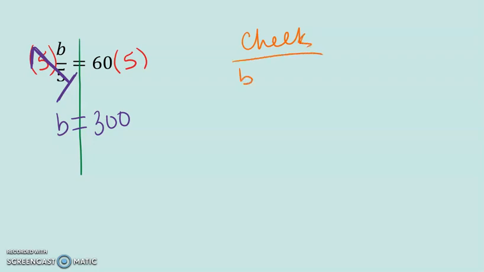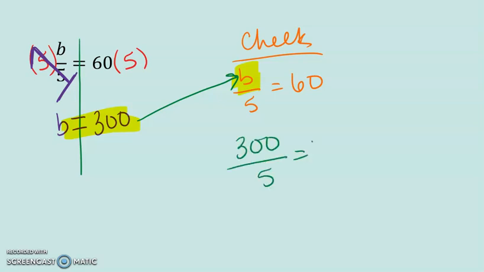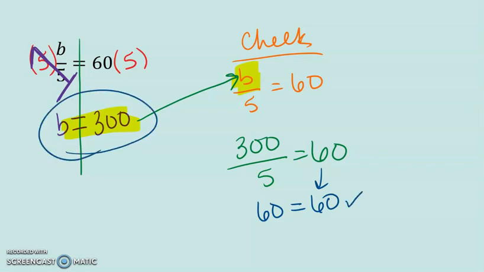So again, I'm going to rewrite my original problem. So b over 5 equals 60. I'm going to take my number that I got as my solution, and I'm going to plug it back in. So I have 300 divided by 5 equals 60. Again, I don't care what this side says right now. I need to do 300 divided by 5, which is 60, equals, now I'm going to bring this number back and bring it straight down. Because 60 equals 60, b does in fact equal 300, and I'm good to go.